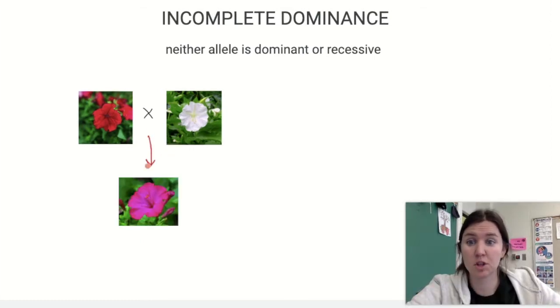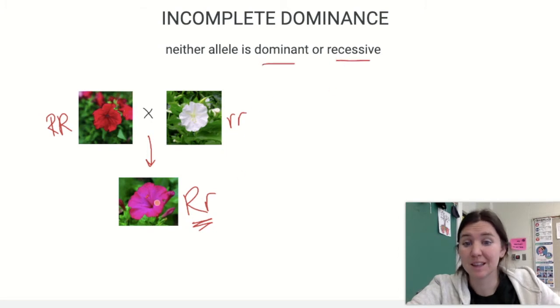So let's think about the genotypes here. If we use big R for red, this would be big R, and little r for white. Our offspring is heterozygous. And so in incomplete dominance, if they're heterozygous, since neither allele is dominant or recessive, they mix. And so we get this blend of pink from a red and white flower.